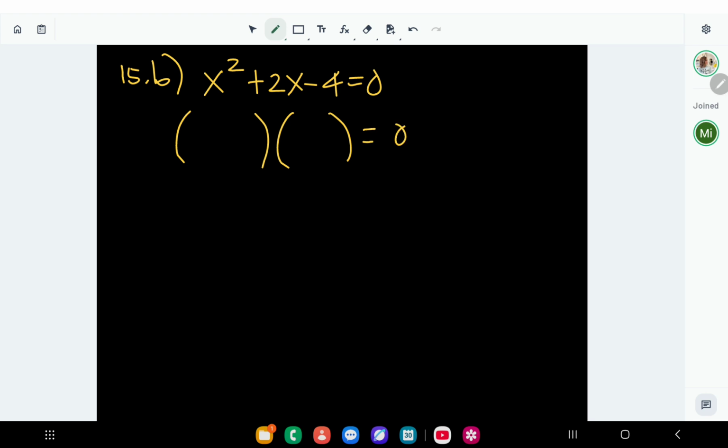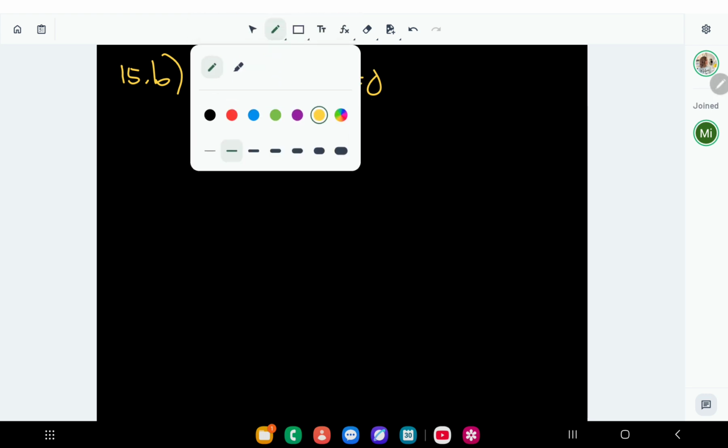Okay, so 15b. We have x squared plus 2x minus 4 equals 0. Try to factor this. If you cannot factor, then you use the quadratic formula. Can we factor this? Look for factors of 4. So 2, 4, and 1. 2 times 2. No, it cannot be factored, right? So we use the quadratic formula again.